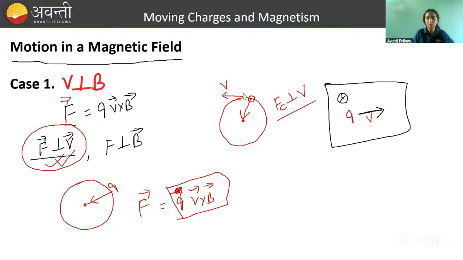Did everyone understand till here? Everyone got the point that the trajectory will be circular? Or do you need me to explain more? Let me know. Yes, everybody understood that if a charge is moving in a magnetic field, the trajectory will be circular. Is it clear?